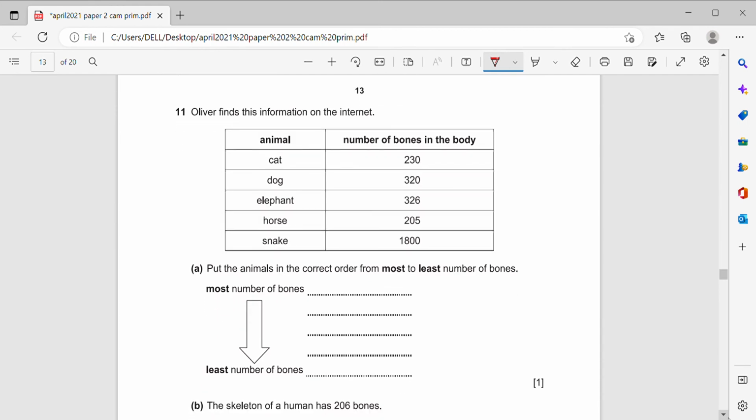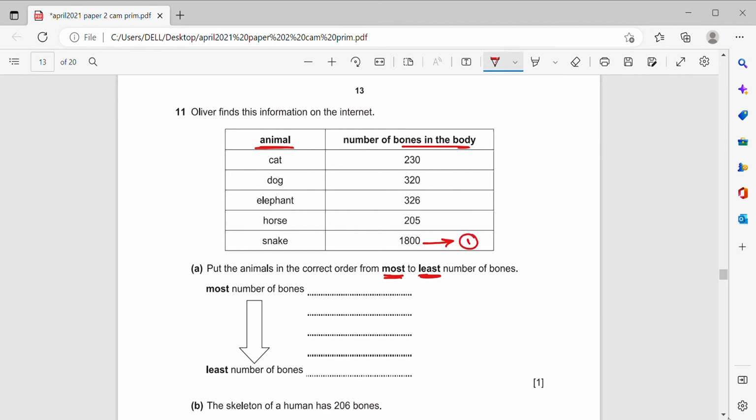Question 11. Oliver finds this information on the internet. I have a table of animals, the number of bones in the body. I have cat, dog, elephant, horse and snake. Put the animals in the correct order from the most to the least number of bones. Who here has the most number of bones? Let's arrange them in the table first.